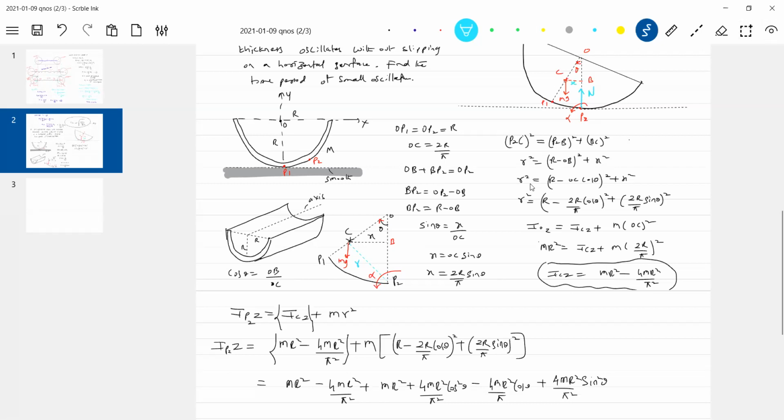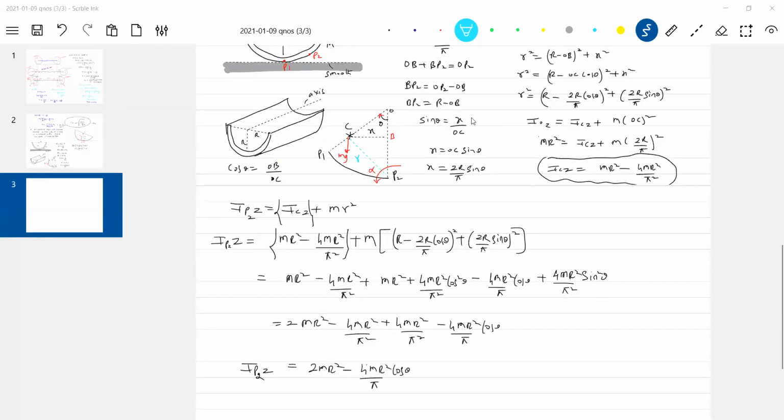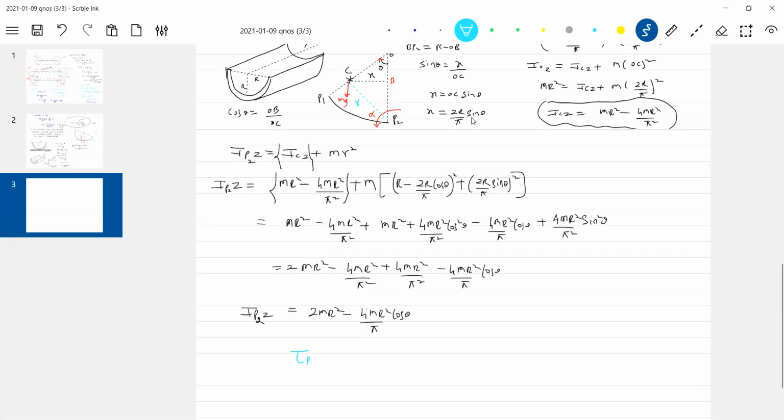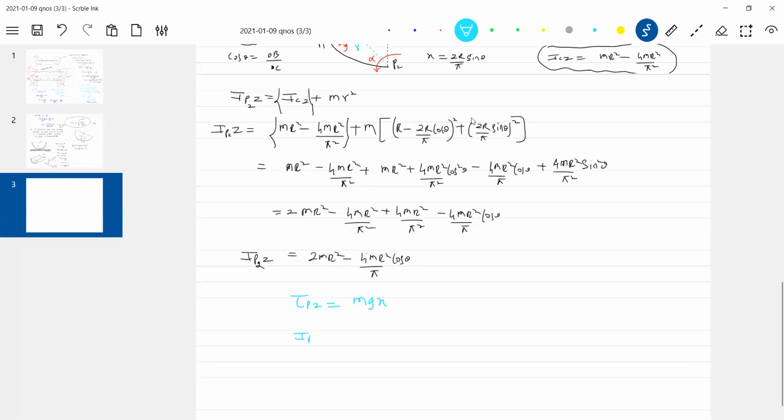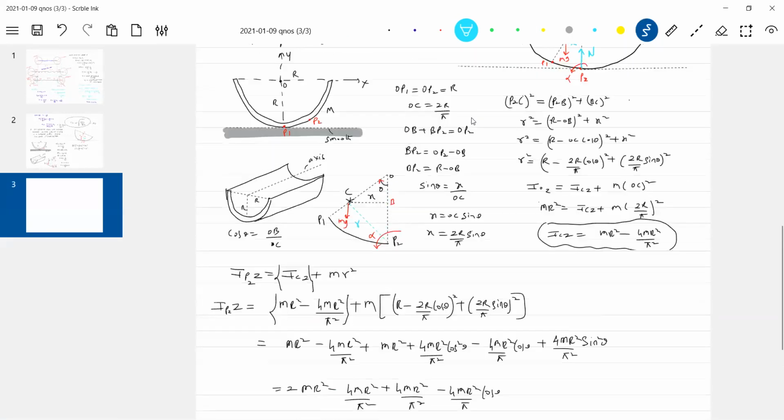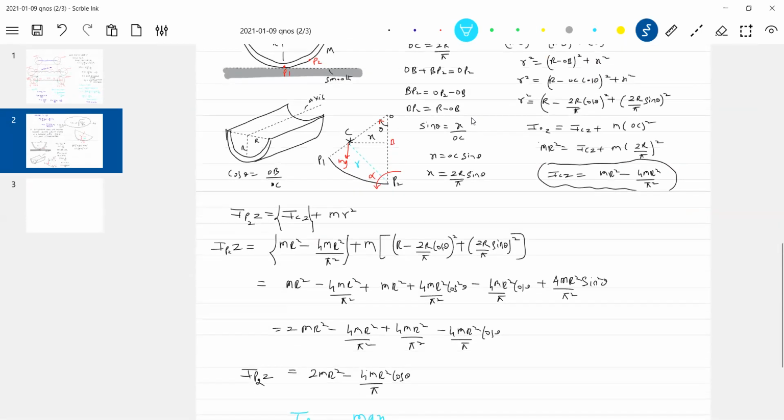Okay, got this. So now the restoring torque will be, okay, last problem, this I'll finish off. This should be equal to mg into x. I'll write it. This is the torque. So this should be equal to alpha into IP2Z. Okay, now you know the value of IP2. Now you know alpha. And what is x? X is what we have found, 2R by pi sine theta.